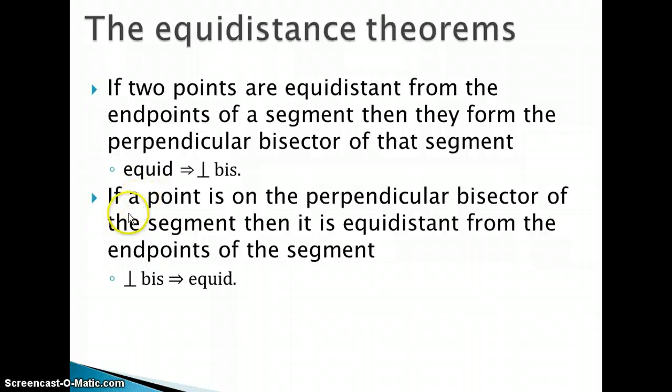The reverse is the second theorem. It says if a point is on the perpendicular bisector, then it's equidistant from the endpoints of the segment. So any point that is on that perpendicular bisector is going to have a segment going to the endpoints that are congruent.